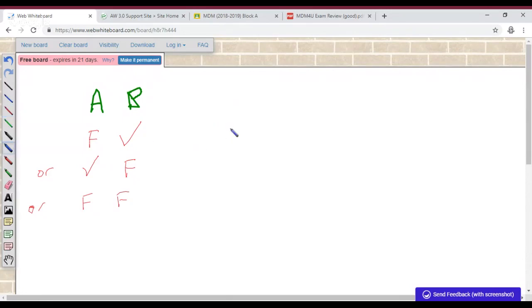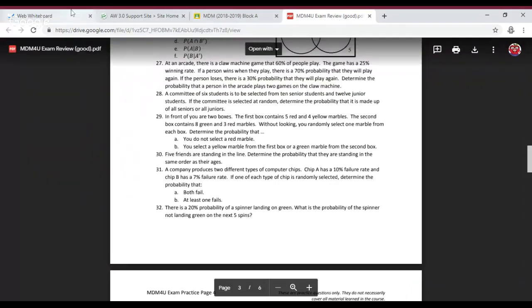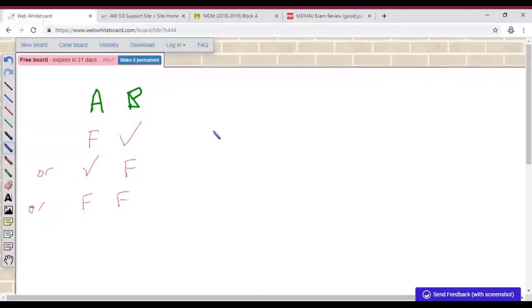So the first one has a 10% failure rate and the second a 7%. If the first one fails, that happens 10% of the time. The second one fails 7%, so it works 93%. So that's the first one: 0.1 times 0.93, so 0.093. Again, the glitchiness is because of my old computer.